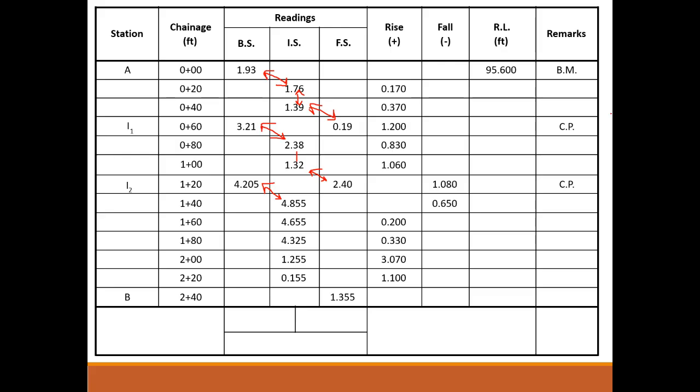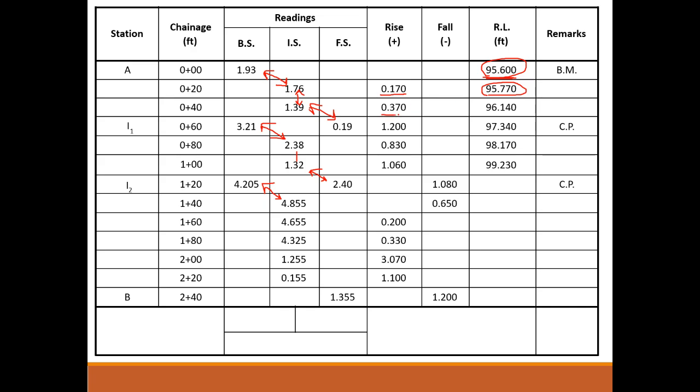Now calculating the reduced levels using rise and fall. How do we calculate the reduced value? This is the benchmark value 95.6, which is already given to you. We just have to plus or minus the value of rise or fall into this previous reduced level, and we will get the reduced level of the next point. For doing this, just add the value of rise 0.170 into reduced level 95.6, and we will get the value of 95.770.